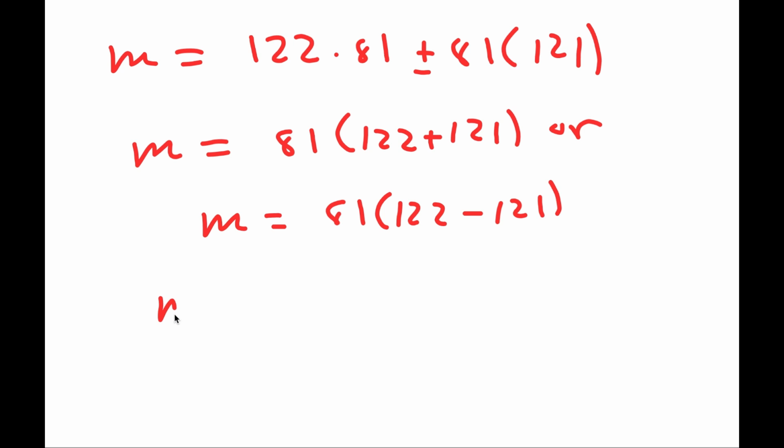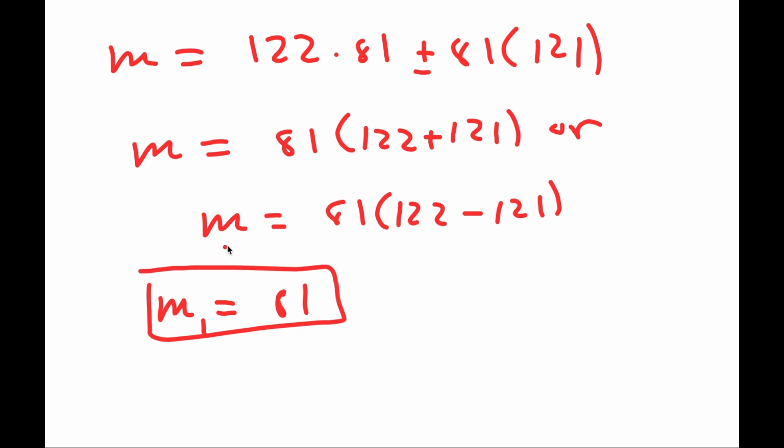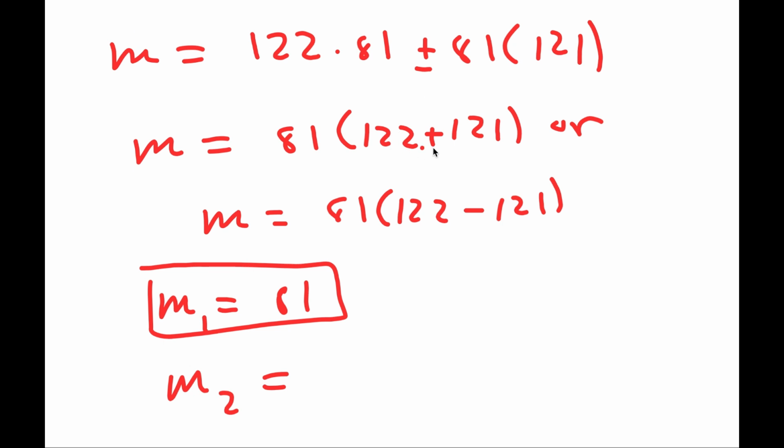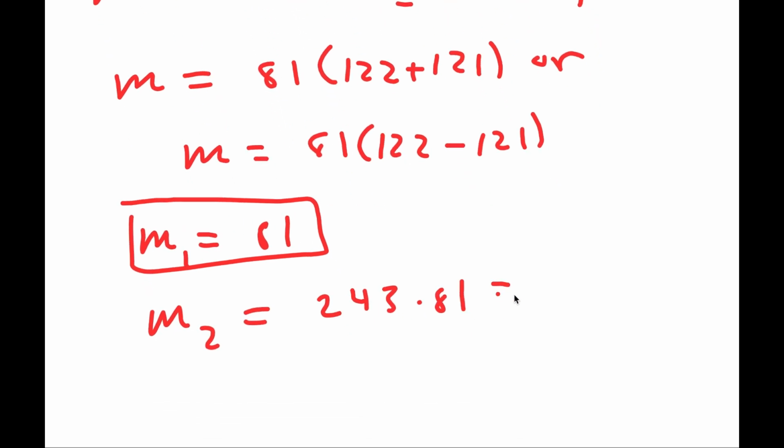So m is either equal to 122 minus 121 is 1, 1 times 81 is 81. So m is either equal to 81, or m is equal to 122 plus 121, which is 243 times 81, and this is equal to 3 to the power of 4 times 3 to the power of 5, which is 3 to the power of 9.